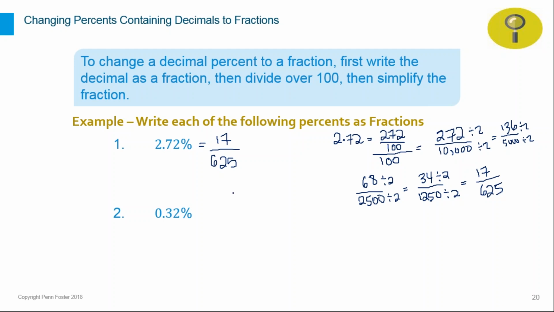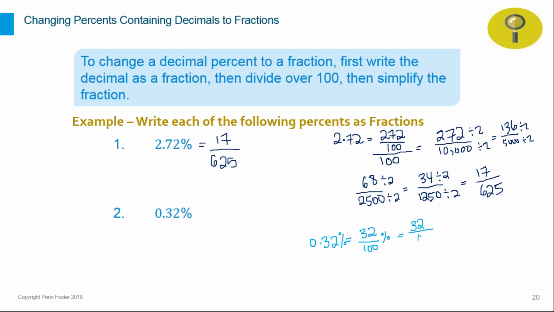Let's do the second problem. 0.32%. Okay, we want it as a fraction. We want to get rid of the percent sign, then divide. So my initial decimal is 0.32. Well, that is equivalent to 32 over 100. And remember that is still in percent, I did not divide over 100 for the percent sign yet. So the percent sign is still there.